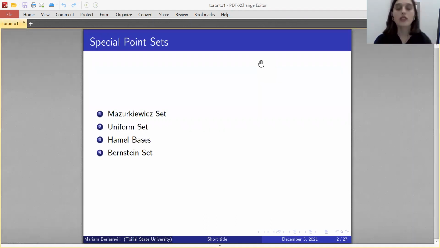Which special point sets will I be considering? In my talk, I will discuss special point sets such as the Mazurkiewicz set, which is called a 2-point set, the uniform set of the plane, Hamel basis, and Bernstein sets. The main topics will be the Mazurkiewicz set and the uniform set, but I need the other sets, the Hamel basis and Bernstein sets, to show the relationships between them. Okay, I will start now.